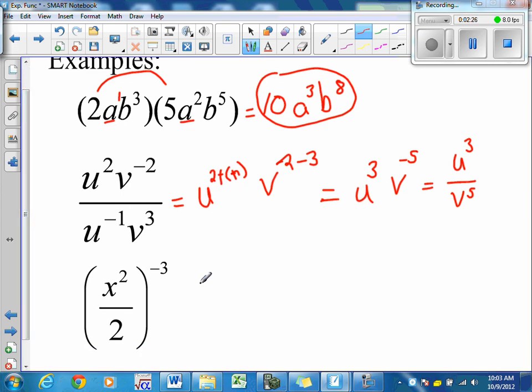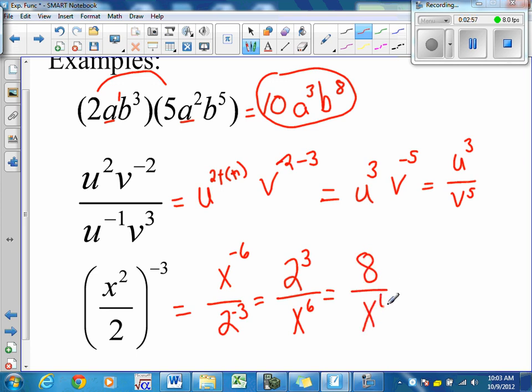Now, if I have a fraction raised to a negative exponent, I first take the power to a power, I multiply, and I get negative 6. 2 to the negative exponent is negative 3. Now, a negative exponent on the top goes to the bottom and becomes positive. A negative exponent on the bottom goes to the top and becomes positive. And then finally, 2 cubed is 8, x to the 6th.